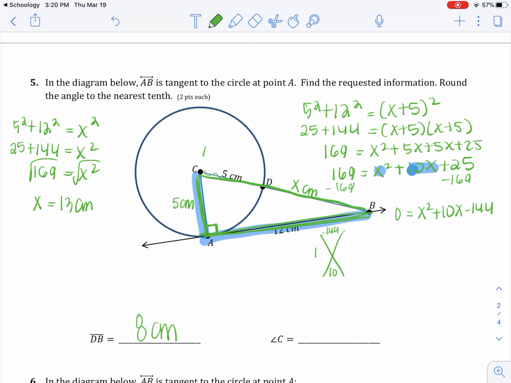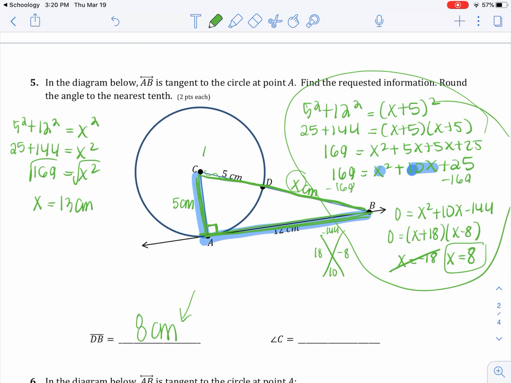Factor. Two numbers that multiply to give you 144 and add to give you 10: 18 and negative 8. 0 equals (x plus 18) times (x minus 8). Set each factor equal to 0 and solve. You get x equals negative 18, x equals 8. If you look at our figure, this can't be negative 18, so it's just x equals 8. But make sure you put centimeters on your answer.